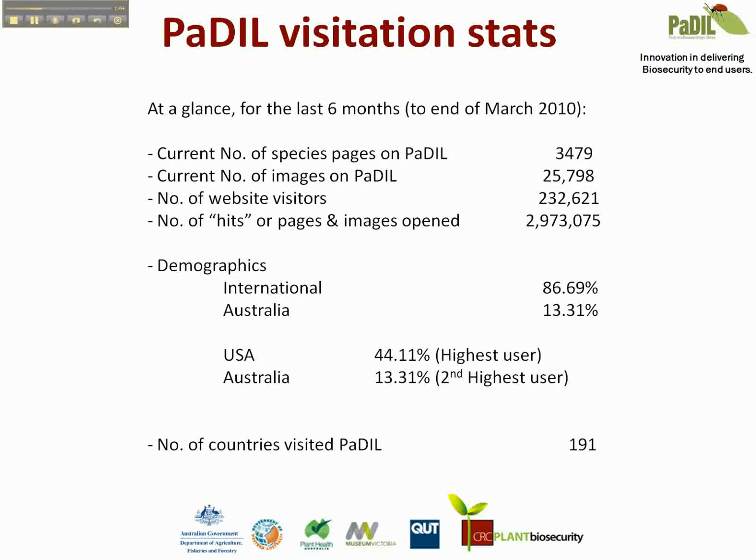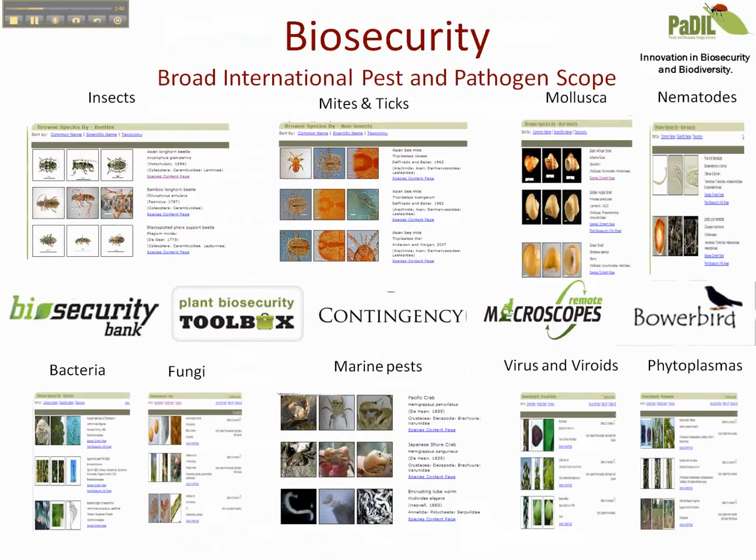From a biosecurity point of view, we offer a broad range of diagnostic images for insects, mites and ticks, mollusks, nematodes, bacteria, fungi, marine pests, virus and viroids, and phytoplasmas. So I'm trying to show you here how much data and information and images we've been handling for the last 6 years. As well, we're building products such as the Biosecurity Gene Bank and diagnostic protocols through the Plant Biosecurity Toolbox. Contingency plans are a cut down version of the protocol. We have remote diagnostic portals being developed, and the one I'll show you at the end is indeed BowerBird, which is where we can manage bulk images.